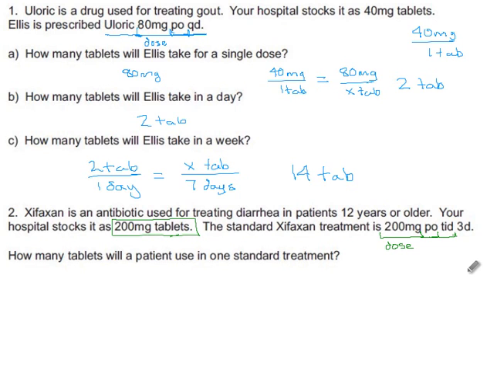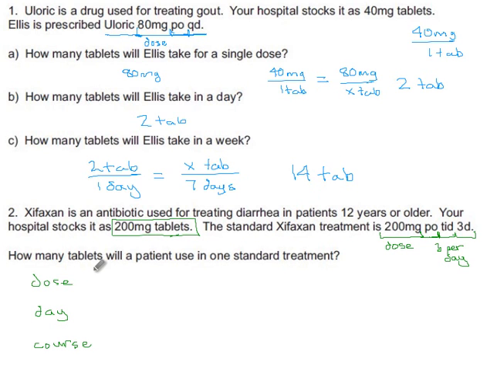BID is twice a day, sorry. And TID is 3 times per day. So 3 per day. And the 3D is the length of the course of treatment. That's 3 days. So take 3 of these every day for 3 days. How many tablets will a patient use in a standard treatment? We have to figure out how many in a dose. Then we'll figure out how many in a day. And then we can figure out how many in the whole course.